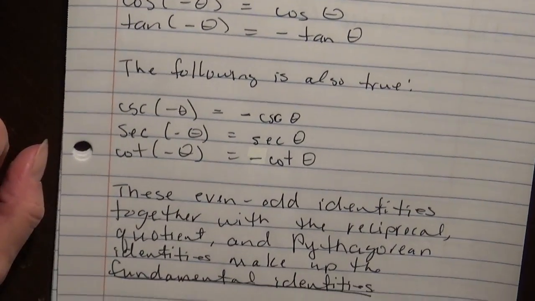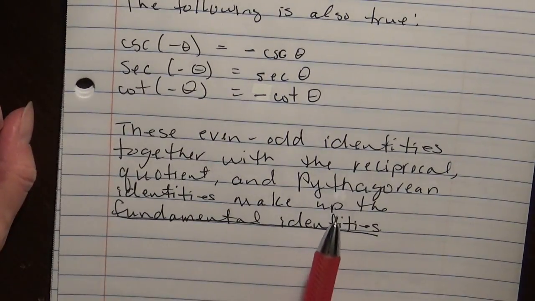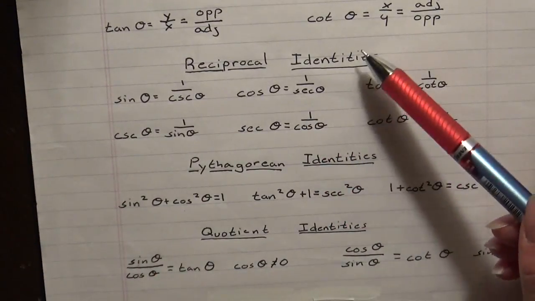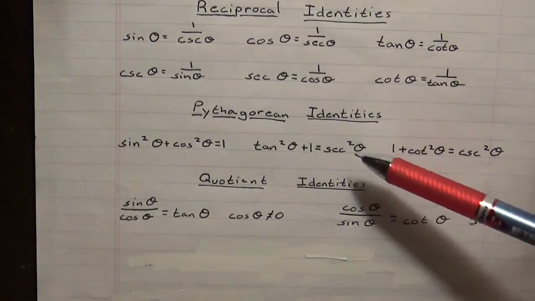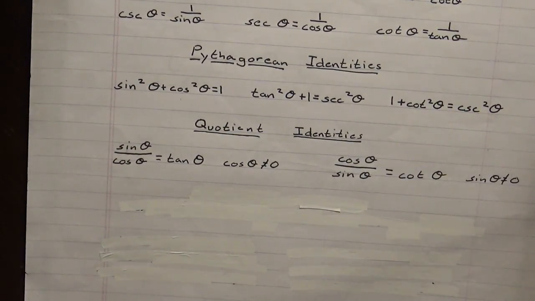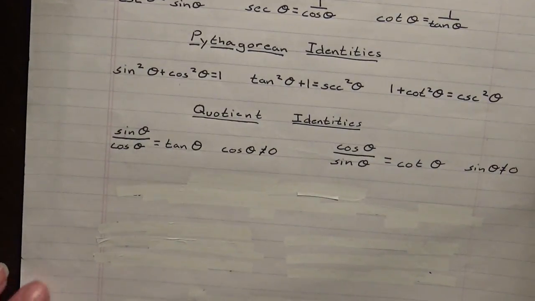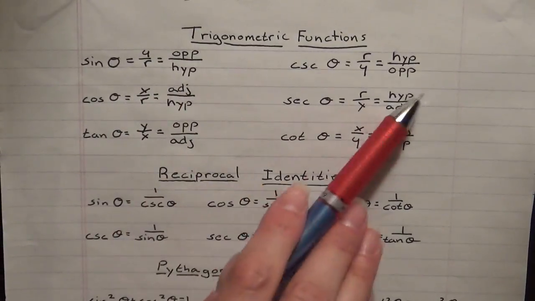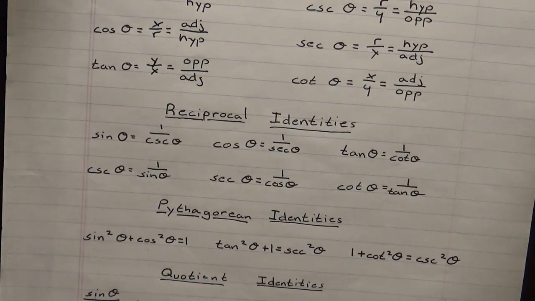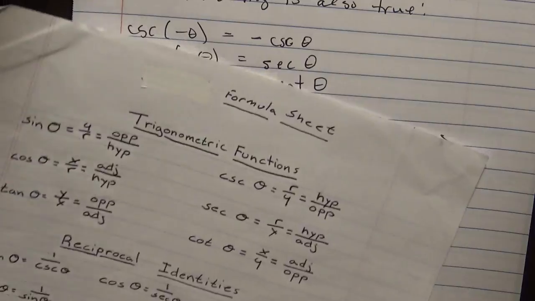These even and odd identities, together with the reciprocal, quotient, and Pythagorean identities, make up the fundamental identities. So again, on that formula sheet, we have the reciprocal identities, the Pythagorean identities, the quotient identities, and then these new ones, the even and odd identities, added onto those. And I've also got the definitions of the functions up here too. But all of these taken together create the fundamental identities.